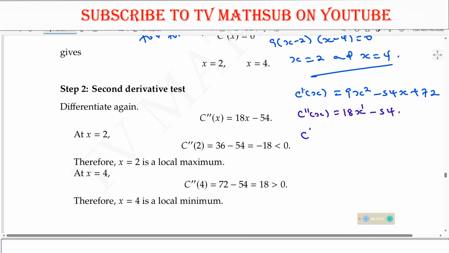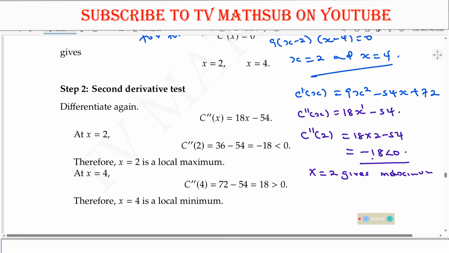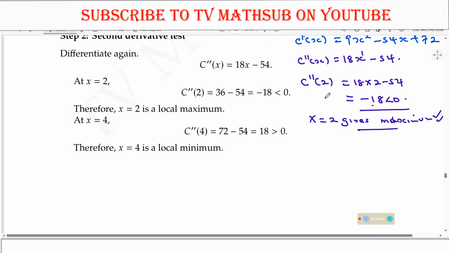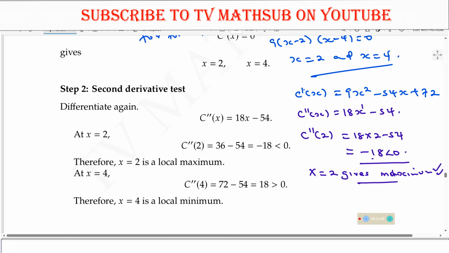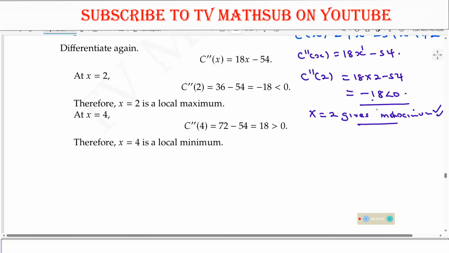Now you will put in these values, x equaling 2. So this will be 18 times 2 minus 54, and this will give us negative 18, which is less than 0. So it means x equaling 2 gives a maximum, because negative 18 is less than 0. So x equaling 2 will give us a maximum turning point. Now we need to check the value of x that will make the cost minimum. So this will maximize the cost.